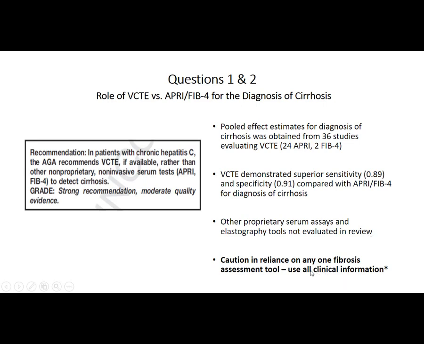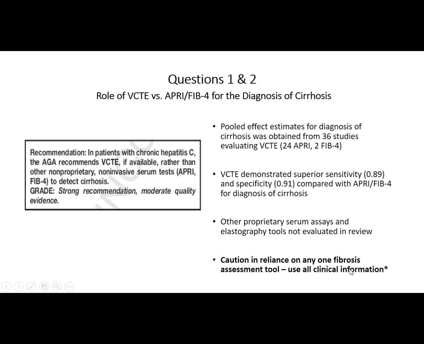This is my bold down here. So when you're making any kind of clinical decision about this, reliance on any one fibrosis assessment tool, you have to use all of the information available to you. So if the VCTE reads out a low number, but the platelets are 49,000, maybe you should rethink this or redo it or take a look at the rest of it.